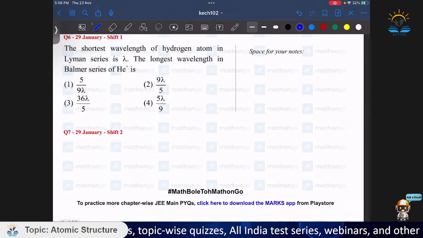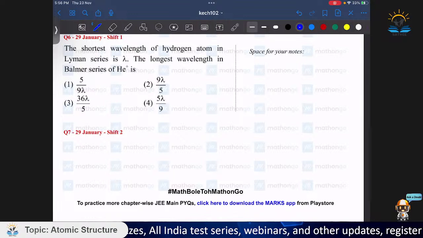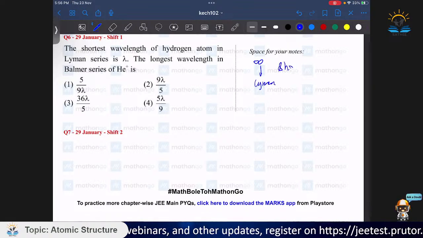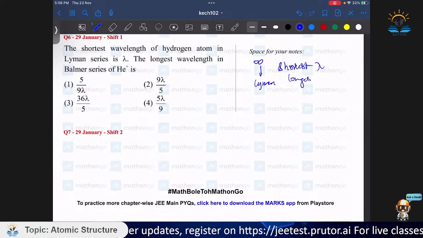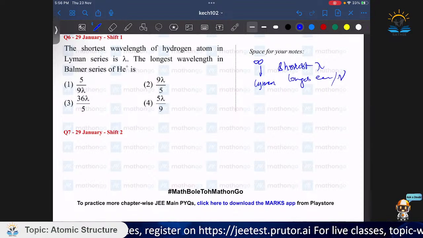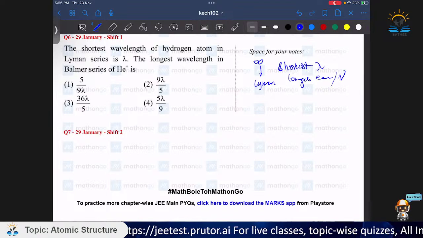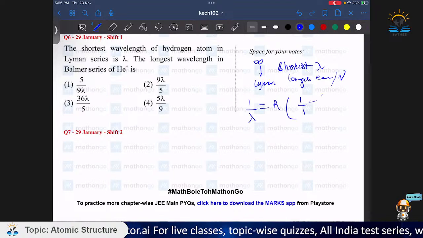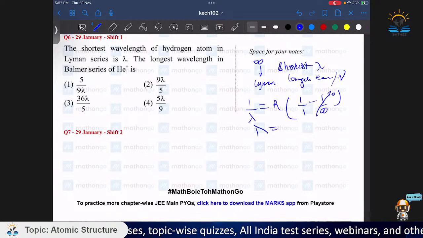Next, shortest wavelength of hydrogen atom in Lyman series is lambda. Longest wavelength of Balmer series of helium plus. Shortest wavelength is when it comes from infinity. Infinity is when it comes to Lyman. Longest is when it comes from the immediately next level. So shortest for hydrogen is given as lambda. So 1 by lambda is equal to R into 1 by 1 minus 1 by infinity. This is 0. So 1 by lambda is basically R.